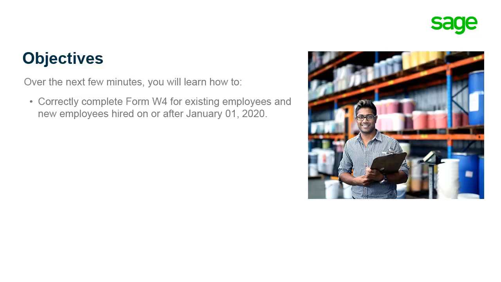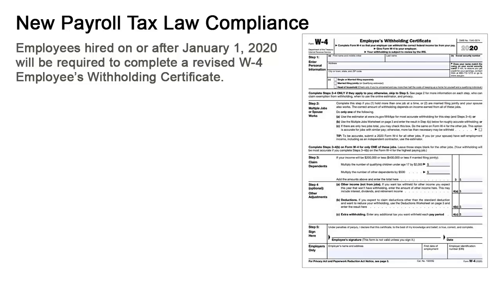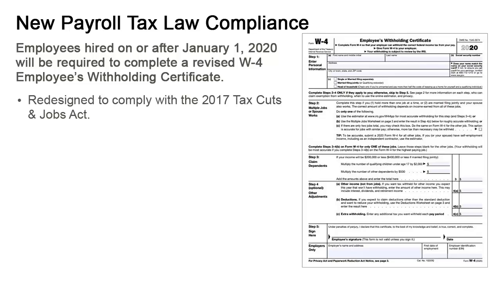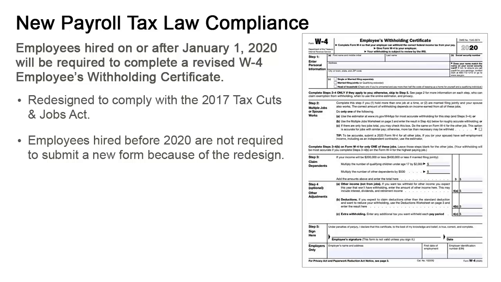Let's take a look. Employees hired on or after January 1st, 2020 will be required to complete a significantly revised W-4 Employees Withholding Certificate, which has been redesigned to comply with the Tax Cuts and Jobs Act passed by Congress in 2017. Employees hired before 2020 are not required to submit a new form merely because of the redesign. Their withholdings can continue to be calculated based on their existing W-4 details.